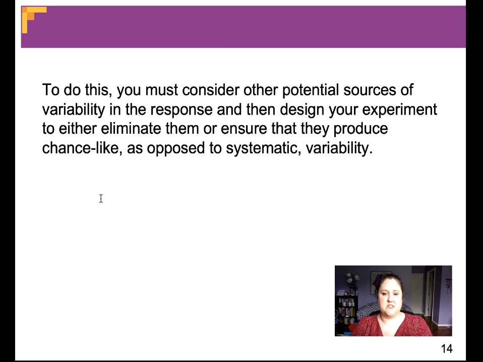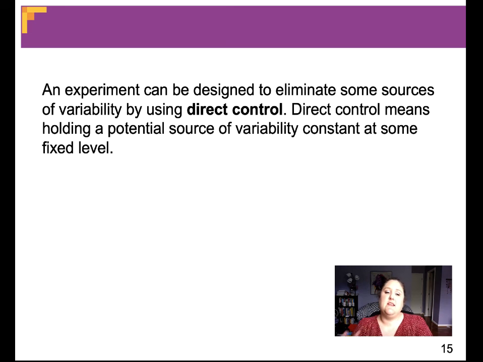So in order to do this, we have to consider other potential sources of variability in the response and then design the experiment so that we can either eliminate those other sources or ensure that they produce chance-like as opposed to systematic variability. In statistics, we can handle chance-like variability, but systematic variability, we don't have the methods to handle that.